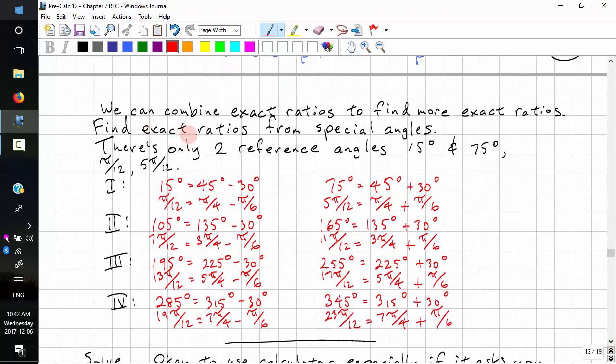With these identities, we can combine exact ratios to find more exact ratios. And we have to find these exact ratios from the special angles. And there's only two reference angles, 15 degrees and 75 degrees, or in radians, it's pi over 12 and 5 pi over 12.